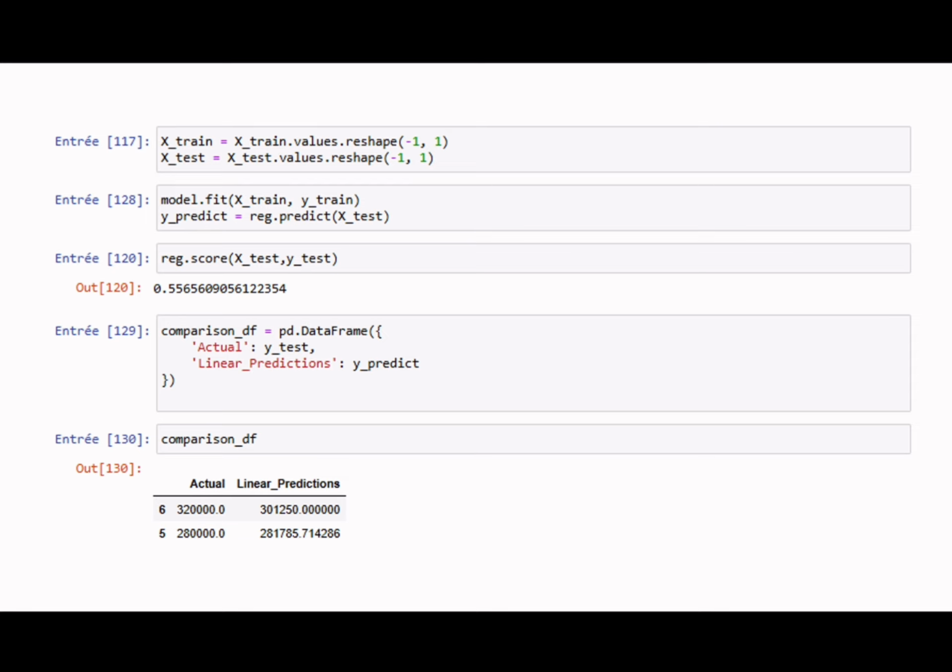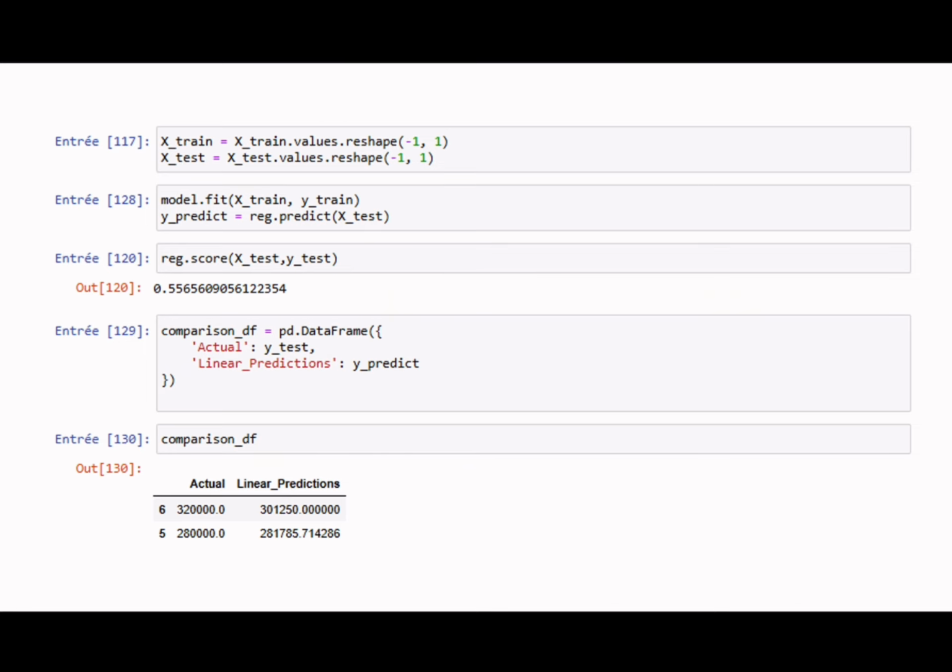Why is our prediction not perfect? Our R-square score is 0.55, which is not very high. This is mainly because we have a small dataset, meaning our model doesn't have enough data points to learn a strong trend. In real-world applications, more data would help improve accuracy.